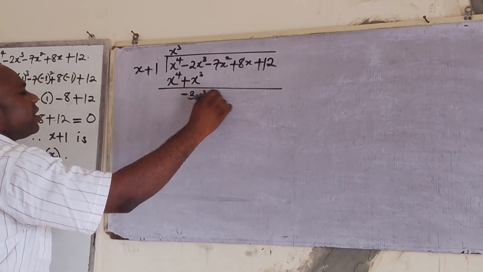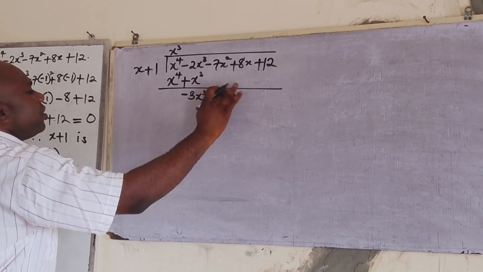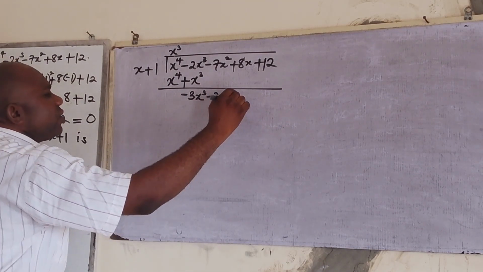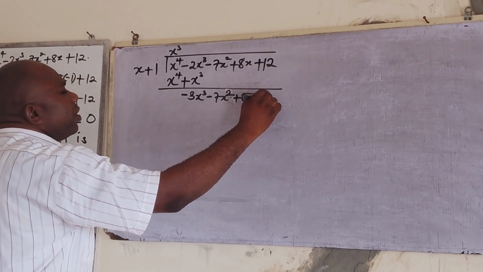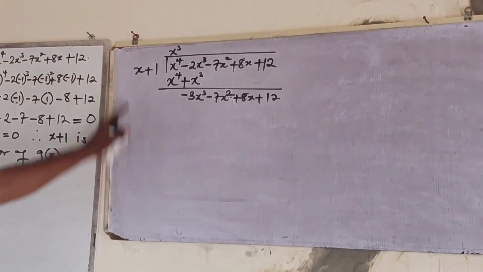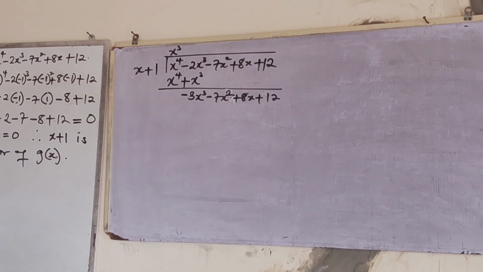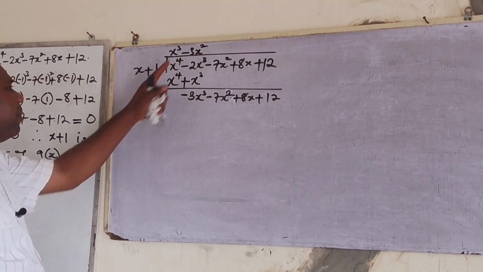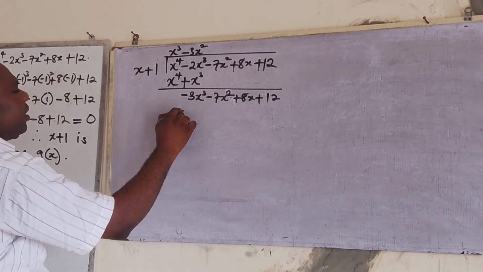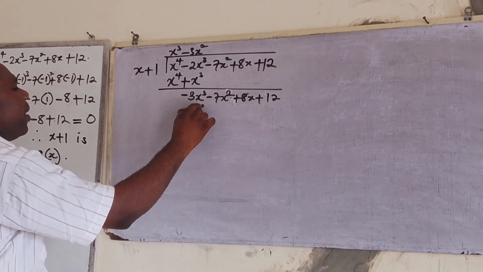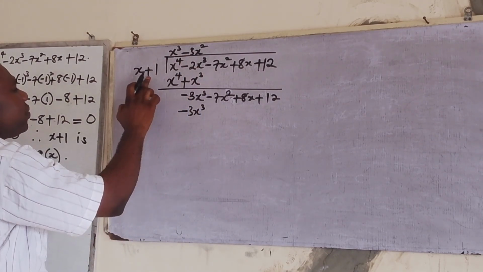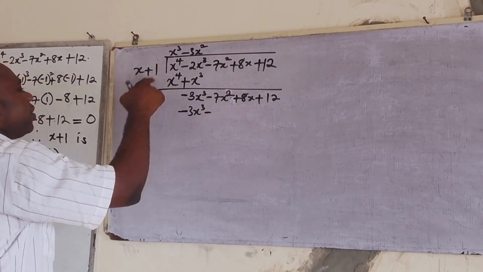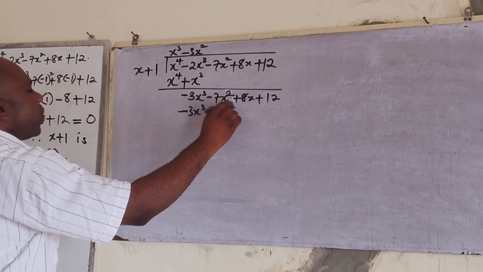Then here we have minus 7x squared. Plus, this is square. Yes, plus. Here we have plus 8x plus 12. Okay. X into minus 3x power 3 is minus 3x squared. Minus 3x squared times x is minus 3x raised to the power of 3. Minus 3x squared times plus 1. Minus times plus is minus. 3x squared times 1 is 3x squared.